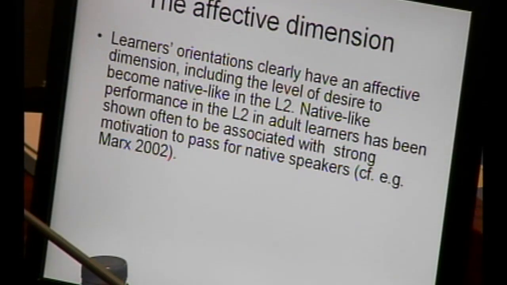Learners' orientations clearly have an effect, an affective dimension, including the level of desire to become native-like in the L2. Not everyone does want to become native-like, and this is an interesting one. Some people are quite happy to remain identifiable as a non-native speaker. Other learners want desperately to pass for native speakers. And this is not necessarily a matter of ability, it's also a matter of will.